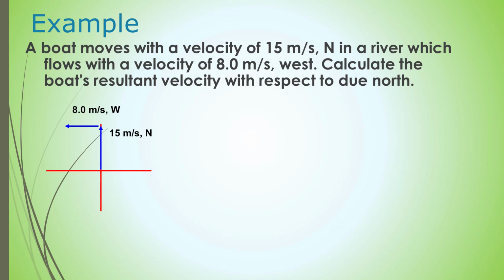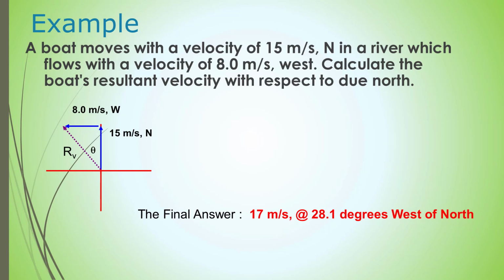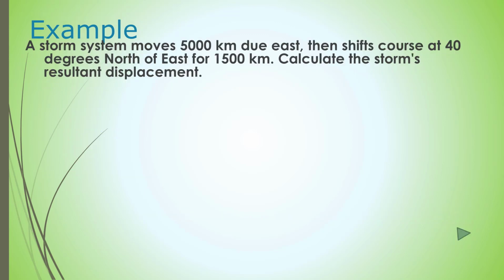So again we will use the head to tail rule and we will find its resultant velocity from the tail of the first vector to the head of the last vector, okay. So that will give us the resultant velocity. If we measure this angle with a protractor and this resultant with a scale, that gives us 17 meters per second at 28.1 degrees west of north, okay.